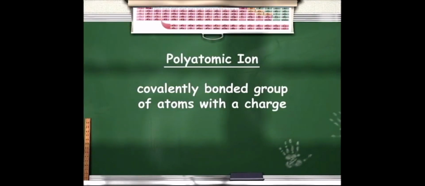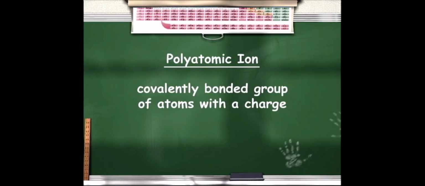You're asking yourself, what is a polyatomic ion? Well, it is a group of atoms with both molecular and ionic characteristics. Within the group of atoms, the atoms are bonded covalently. But when the group of atoms bonds with another atom, it bonds ionically. A polyatomic ion is a covalently bonded group of atoms with a charge. The charge is what makes the group an ion.